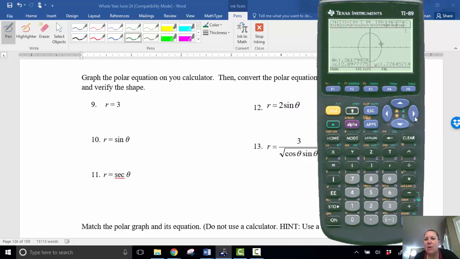And so part of the issue with this is it doesn't give us perfect values for theta. So it says 1.57, which is pi over 2, so that makes sense. And then hopefully this says something close to 3.14 and so on. This seems like a simple one. Let's just go look at r equals sine theta real quick.